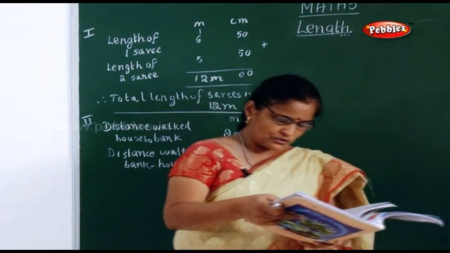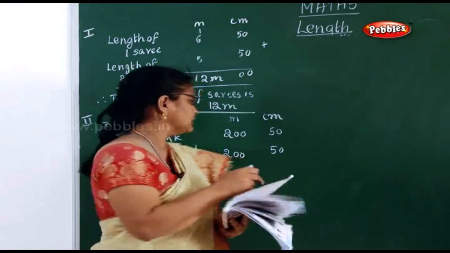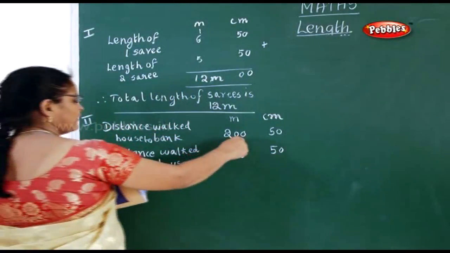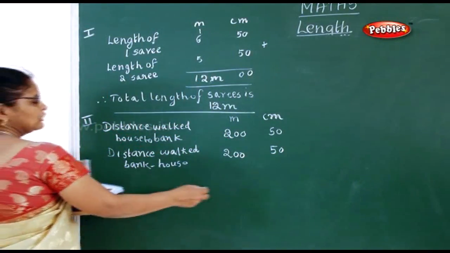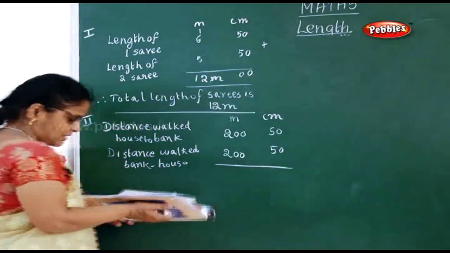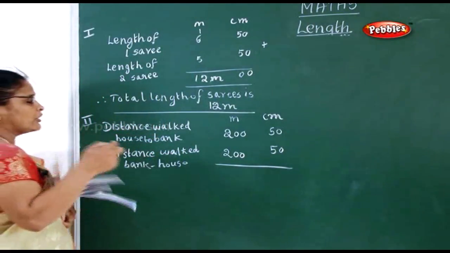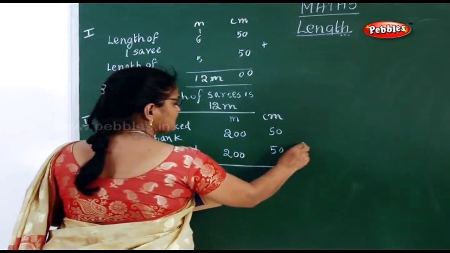He returned back to his house. What distance did he walk together? So, same distance only. From house to bank he went, again from bank to house, the same. So, now what you have to do? What is the question they asked? What is the distance did he walk all together? So, immediately it is plus.